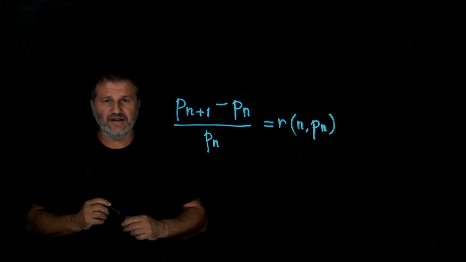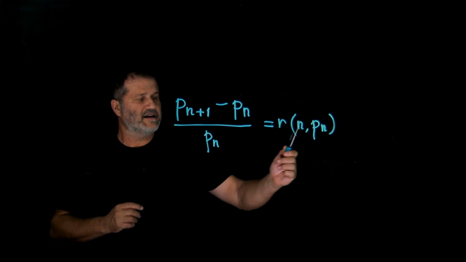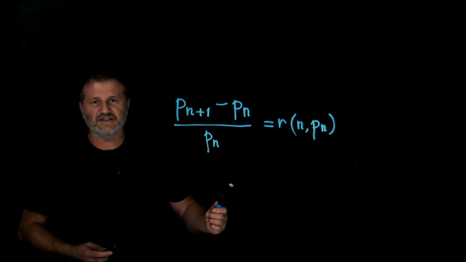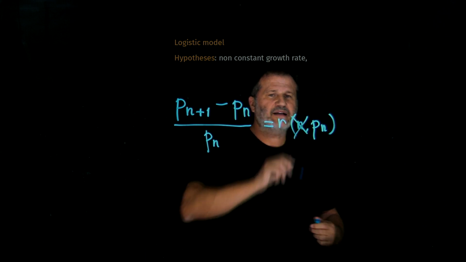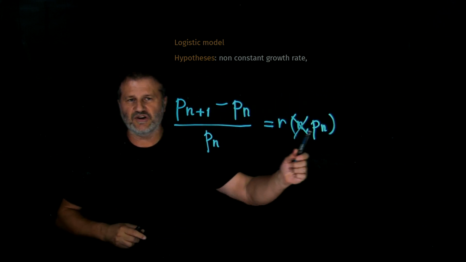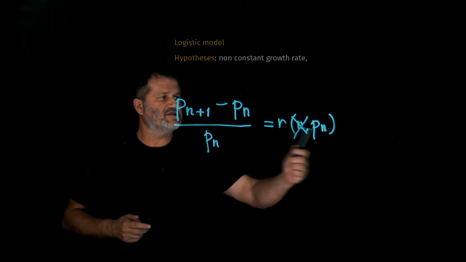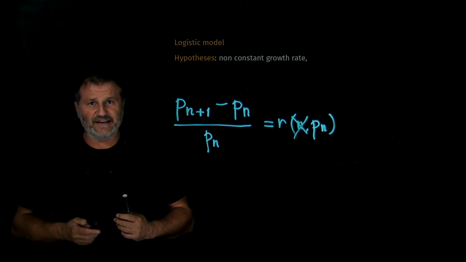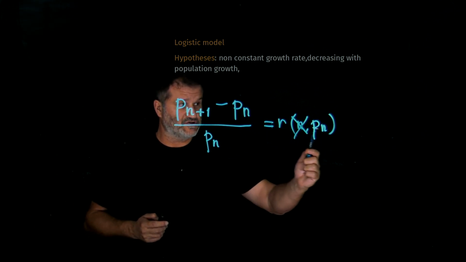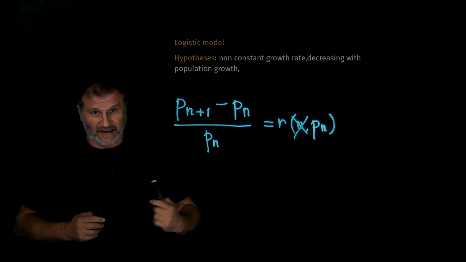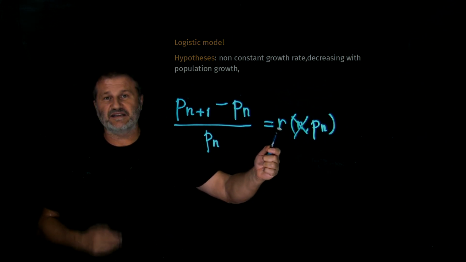The logistic model takes a step forward in this direction, assuming that R is a function of the size of the population. So we neglect the effect of dependence on time, and we focus only on dependence on the size of the population. And this function R of Pn should satisfy two important conditions. The first one is that this function should be decreasing in P. So the higher P is, the smaller R is.